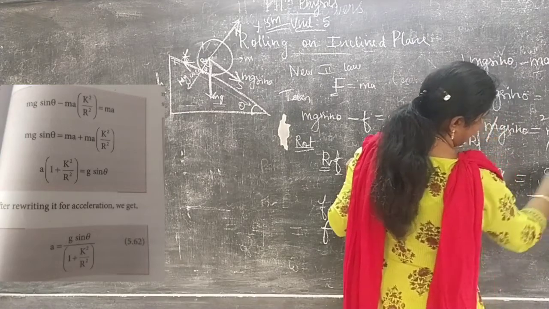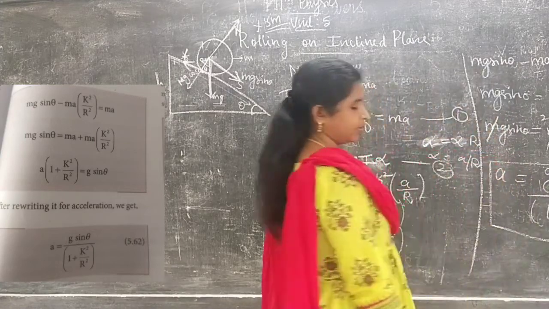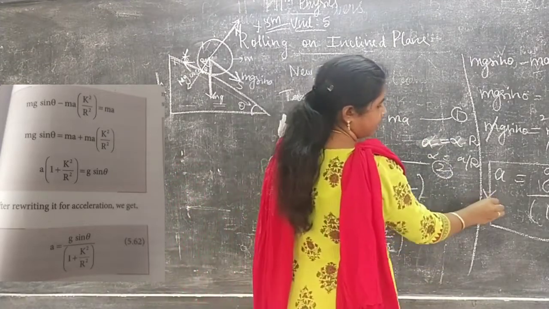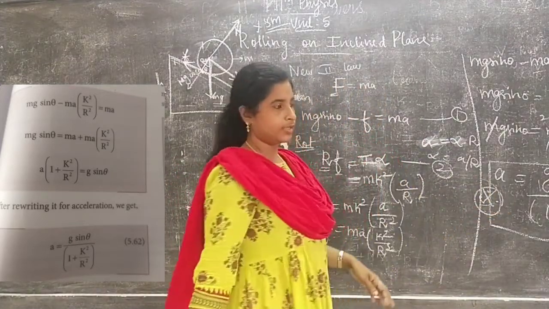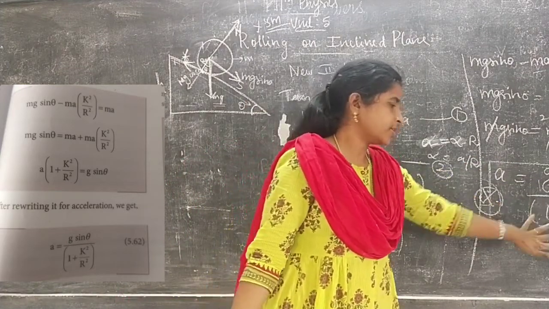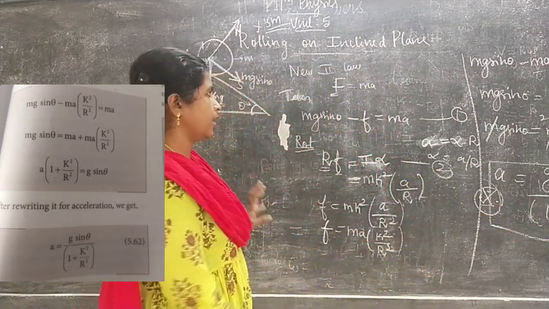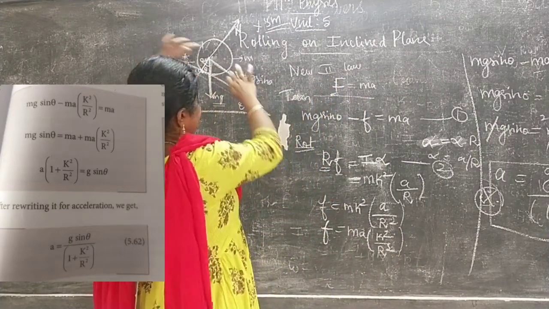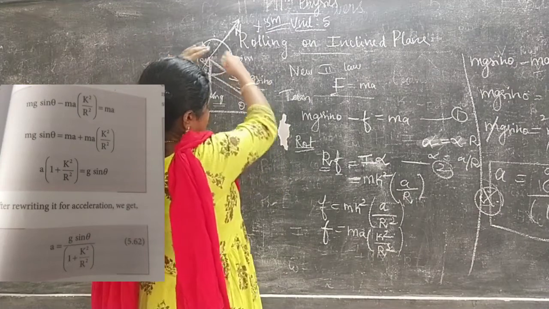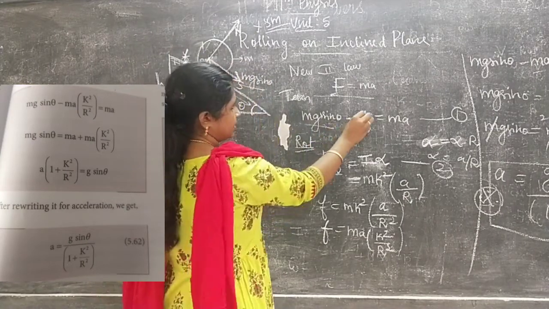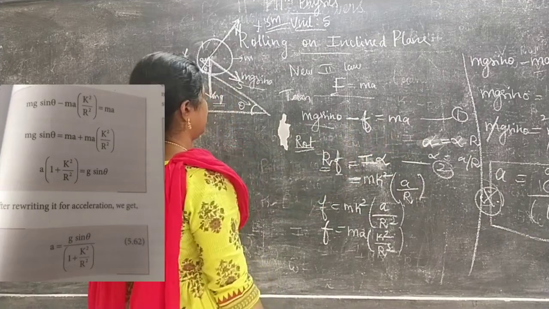So this is the acceleration provided by the particle. Okay, this formula is very important. You should be able to state it whenever asked. a is equal to g sin theta by 1 plus k square by r square. How did we get it? First take translation motion. The body moves down this side, so mg sin theta is in the opposite direction, so minus a. Okay, let it be equation 1.